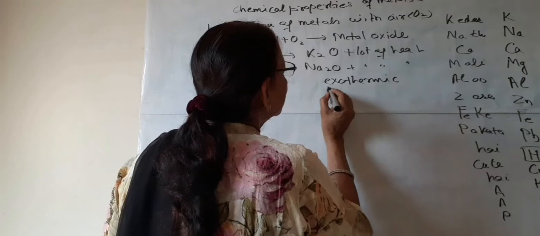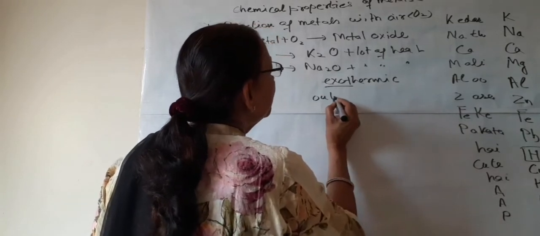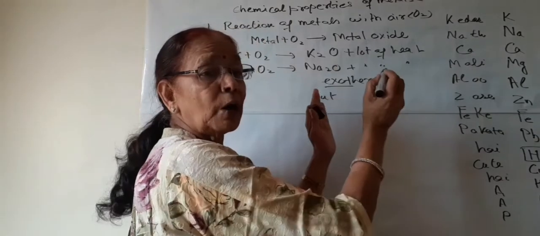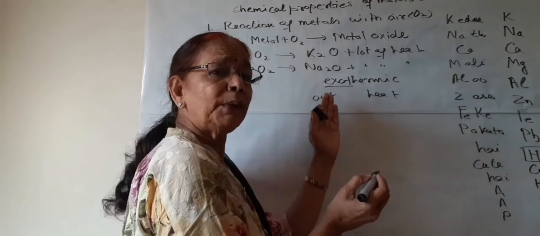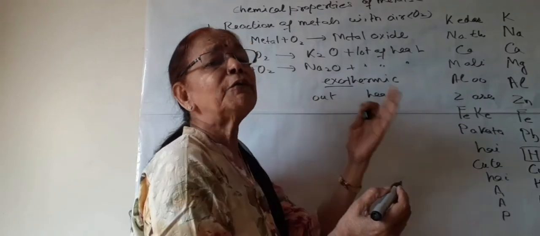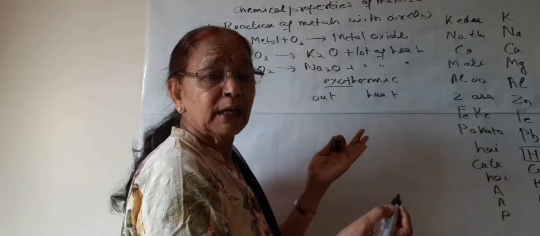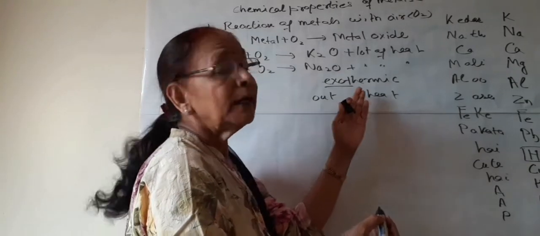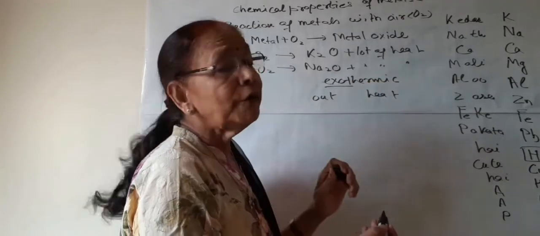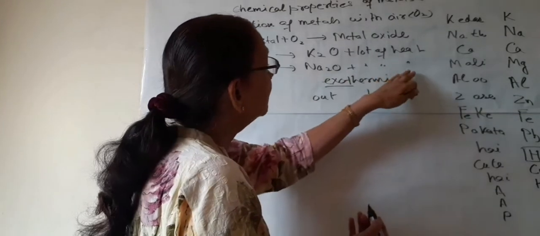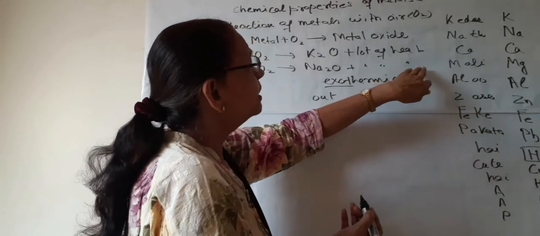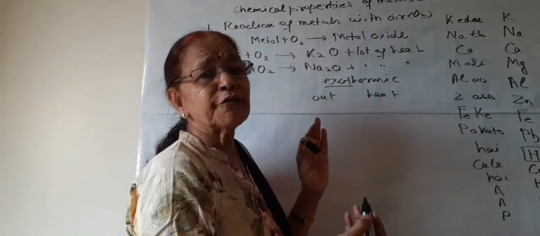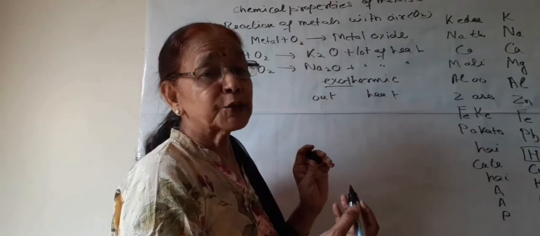You know what exo is? Exo means out, thermic means heat. So a lot of heat is given out. The reverse is endothermic. Endo means in. We have to supply heat for the reaction. Those reactions are endothermic. These reactions are exothermic, as a lot of heat is produced, and due to this excess heat, these metals catch fire and there may be an explosion.